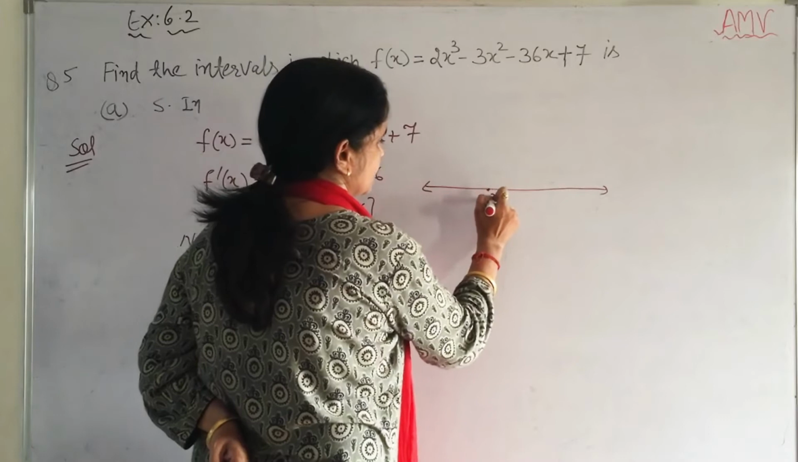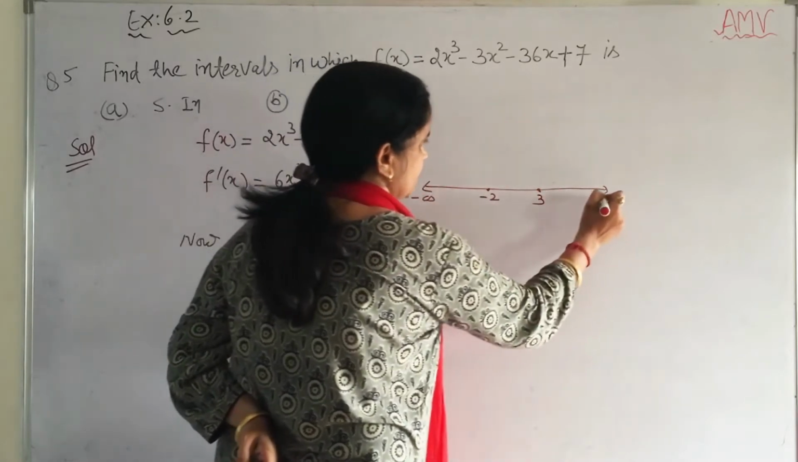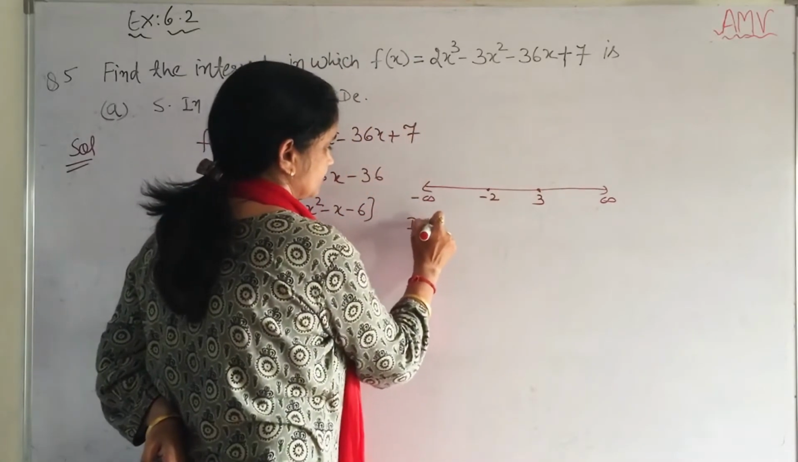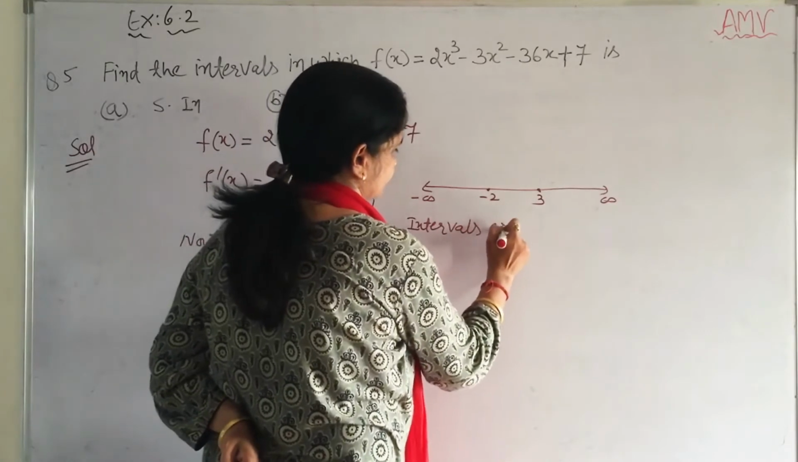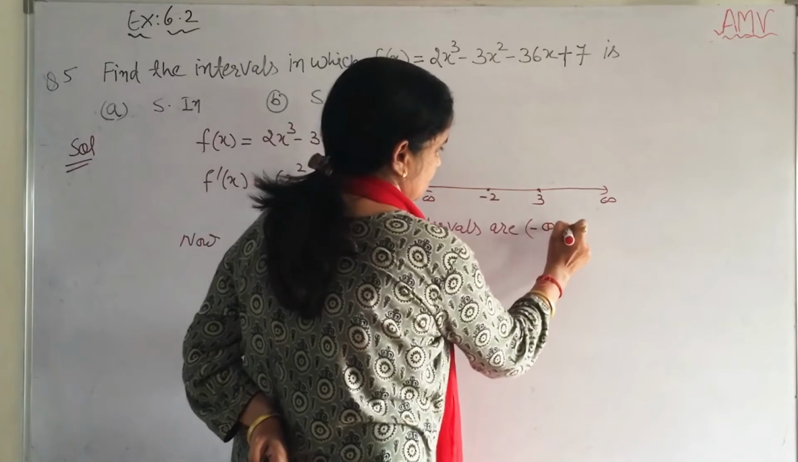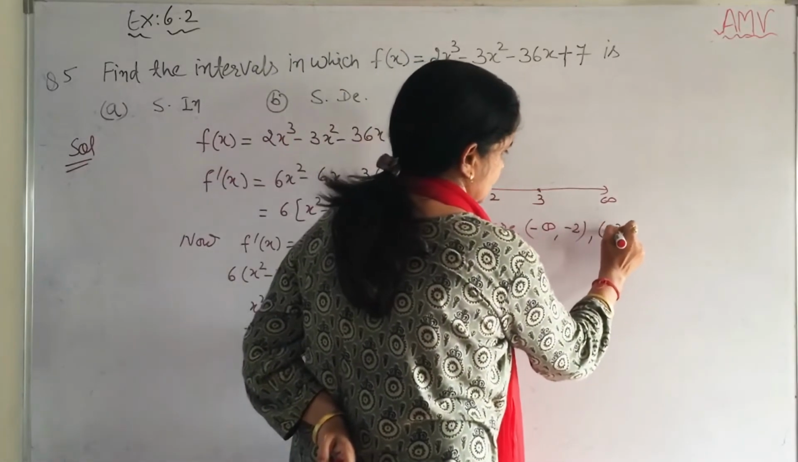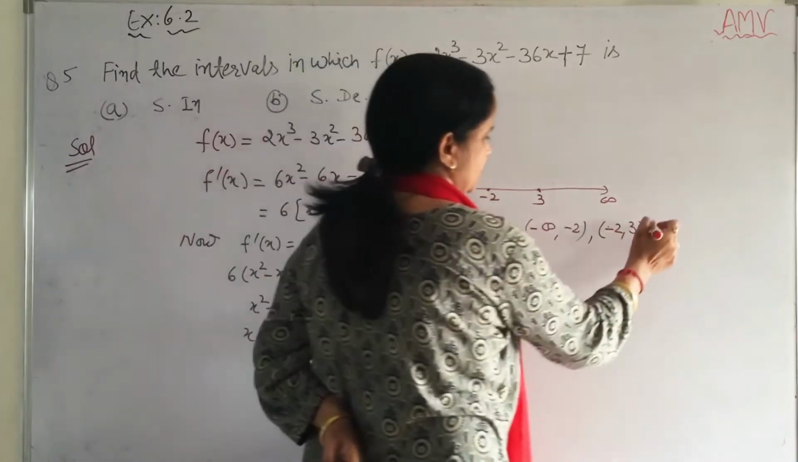Here it is minus 2 and here it is 3. Minus infinity and here it is plus infinity. So the intervals are minus infinity to minus 2. Then minus 2 to 3, and last is 3 to infinity.